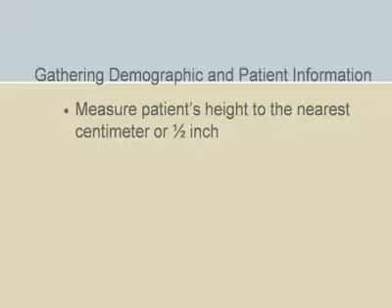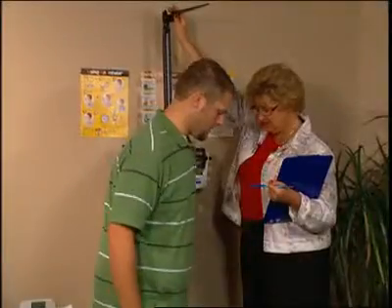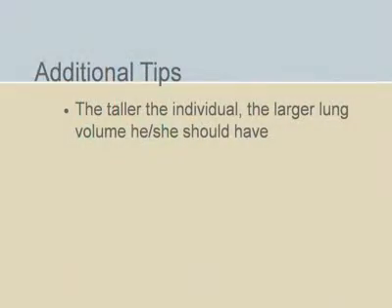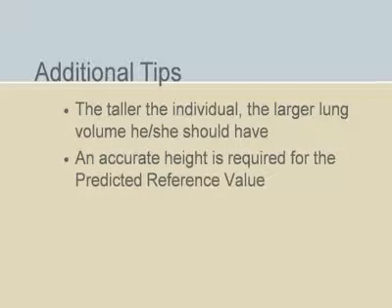Measure the patient's height to the nearest centimeter or 1/2 inch. He or she should be standing upright, in stocking or bare feet, looking straight ahead. Two additional aspects of the patient's height and how it factors into spirometry testing are: the taller an individual is, the larger lung volume he or she is expected to have, and an accurate height is required for the predicted reference value.